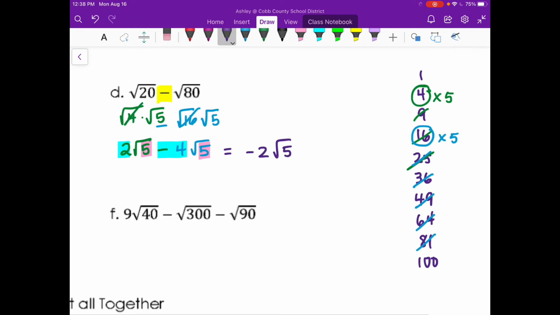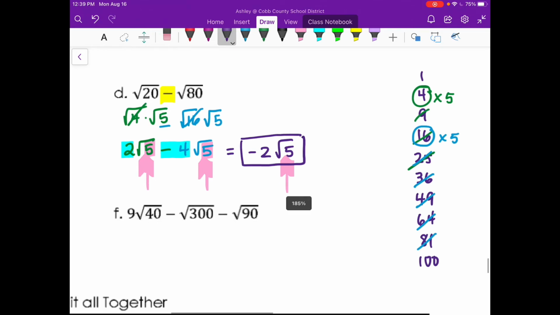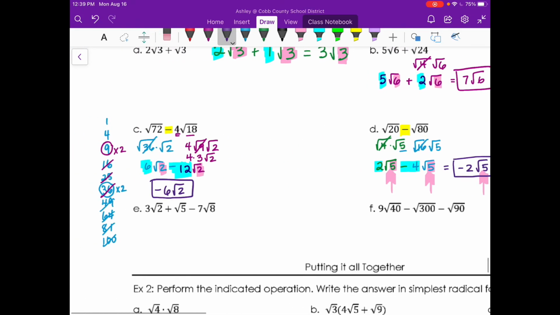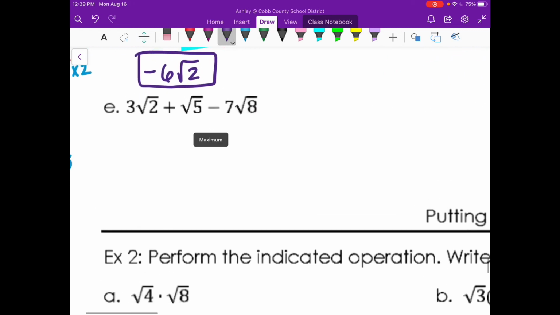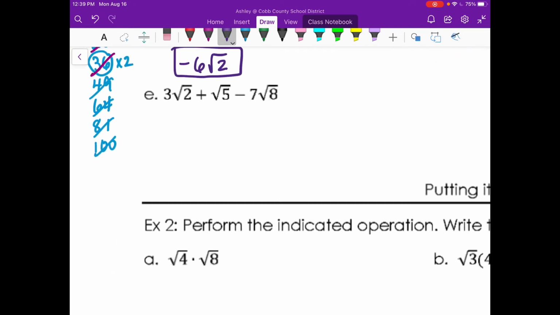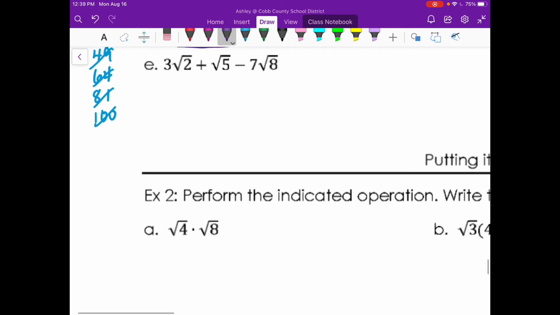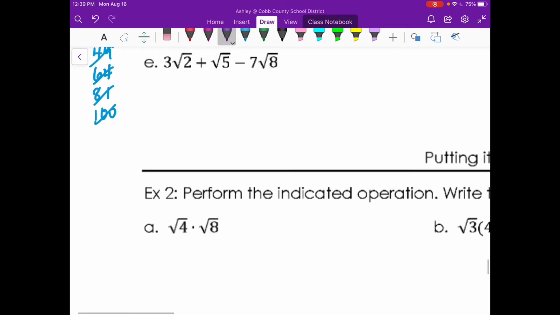Remember that you are keeping that like radicand you had right here and right here in your final answer as well. So we have a couple more challenging problems, example E and example F. So example E, we're going to be adding and subtracting with 3 radical expressions instead of just 2. And they all have different radicands, so we're going to have to be looking at each of those individually.